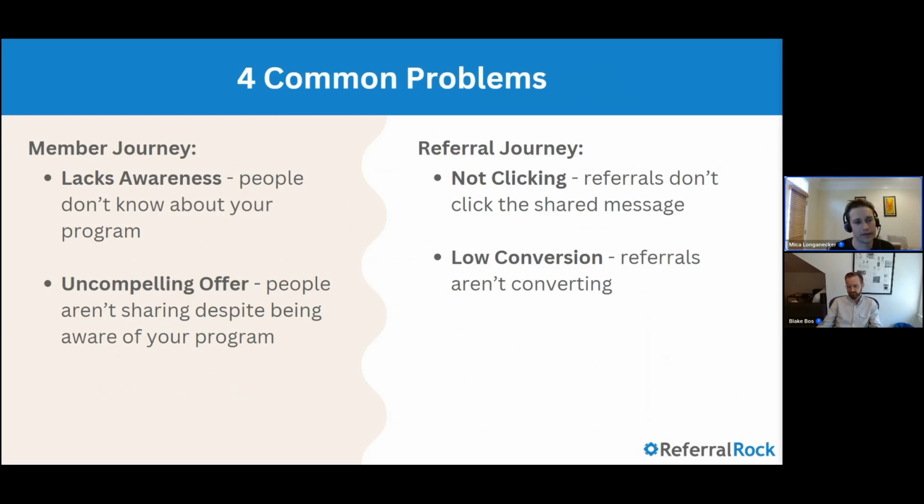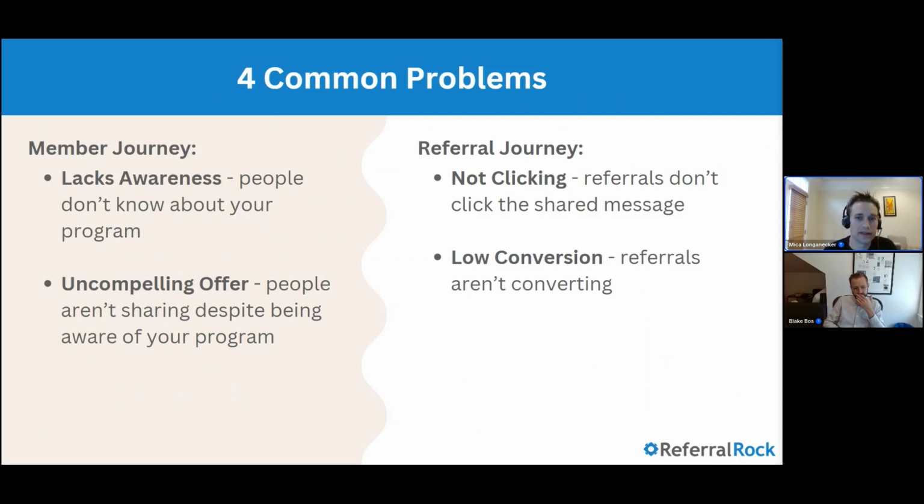The second problem that you see on the member side would be an uncompelling offer. This is when people know about your program, but they aren't actually sharing because the offer is not compelling enough. On the referral side, the problems that we see are, first, not clicking. Members are sharing, but referrals don't engage with that share message. They're not clicking to take any further action. And then the last one is low conversion. Referrals click and engage with the share message, but then they don't actually convert and become a referral.